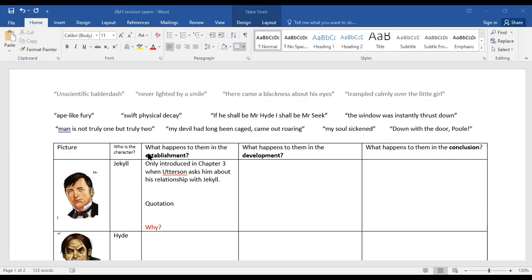Welcome to those who just joined. Just make sure that you're getting down a table that looks a little bit like this. We've got quotations. It could be, 'unscientific balderdash', 'never lighted by a smile', 'there came a blackness about his eyes'. Please, in the chat function, tell me which of those 4 quotations is showing us Jekyll. One of them is Lanyon. Which one of these 4 represents Jekyll? I would say this is a key quotation for looking at how Jekyll is established.